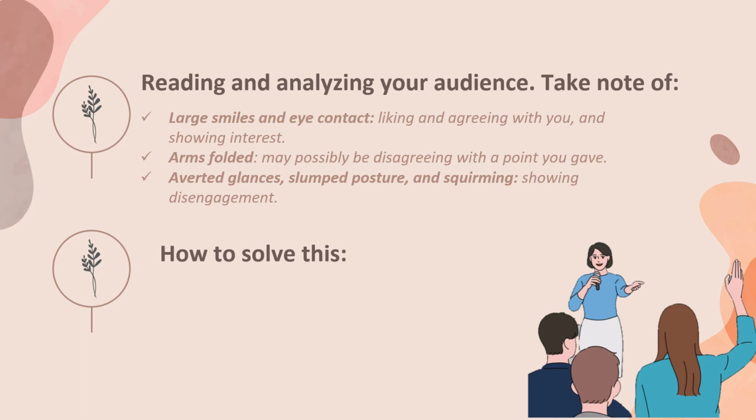3, averted glances, slumped posture, and squirming. When we talk about squirming, it's when a person is moving around and acting very restless in their seats. This shows disengagement, meaning they're not interested in the speech, they're not interested in what you're talking about, and they just don't want to be there.